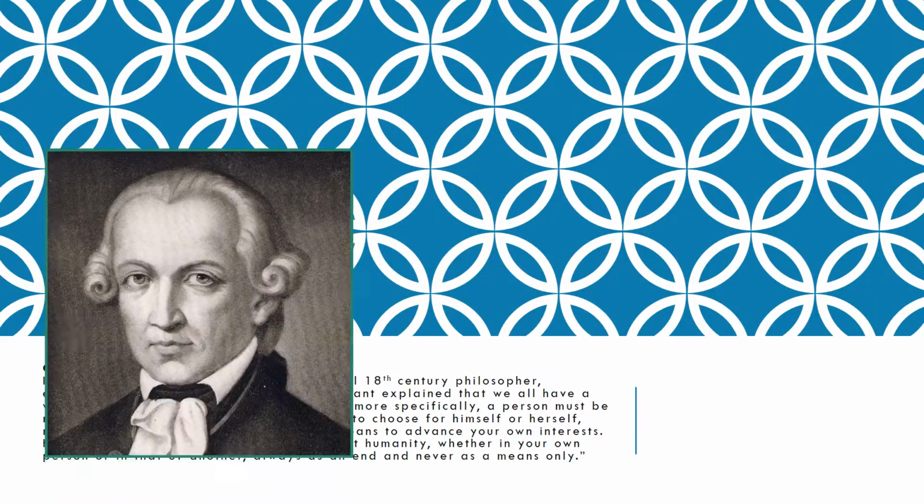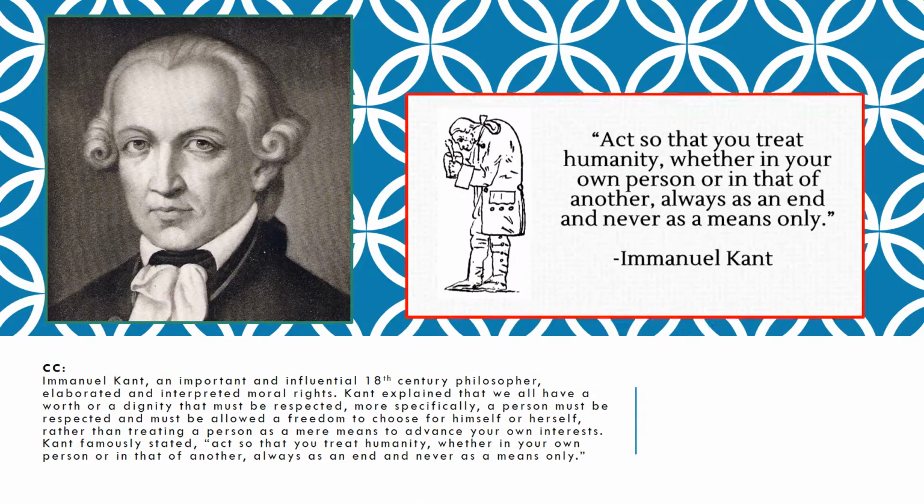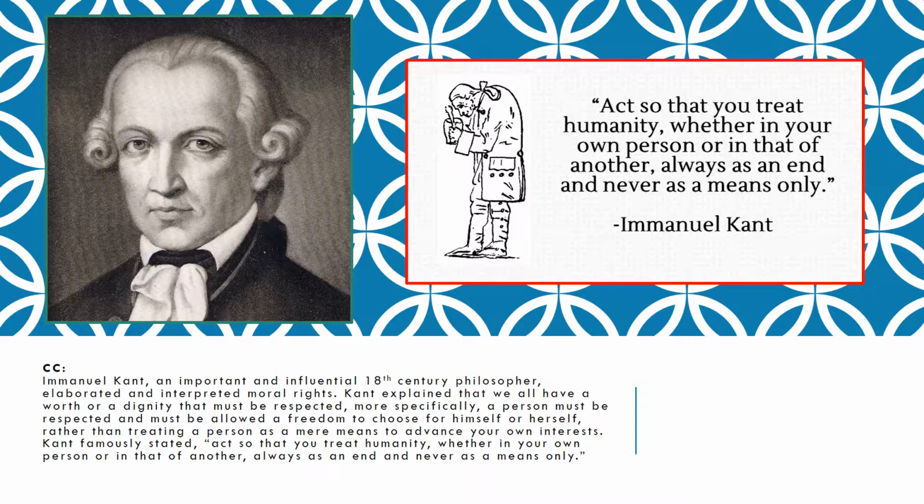Immanuel Kant, an important and influential 18th century philosopher, elaborated and interpreted moral rights. Kant explained that we all have a worth or a dignity that must be respected. More specifically, a person must be respected and must be allowed a freedom to choose for himself or herself, rather than treating a person as a mere means to advance your own interests. Kant famously stated, "Act so that you treat humanity, whether in your own person or in that of another, always as an end and never as a means only."